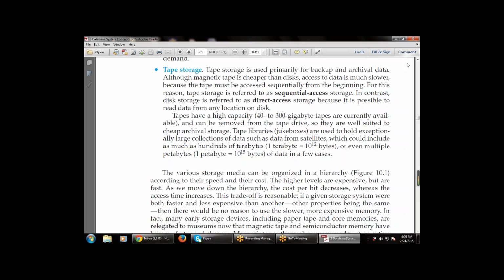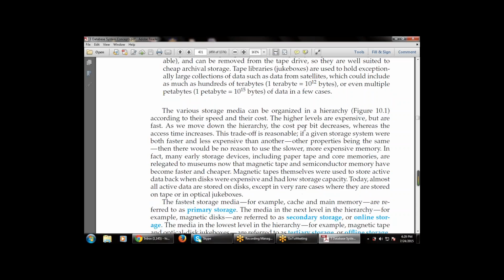The high levels are expensive but are fast. That is, the high level memories or high level physical storage media are expensive, but they are fast; their speed is very fast as compared to the other memories.